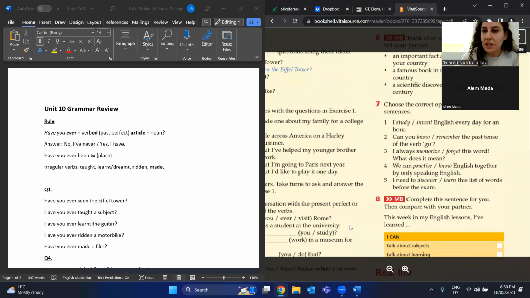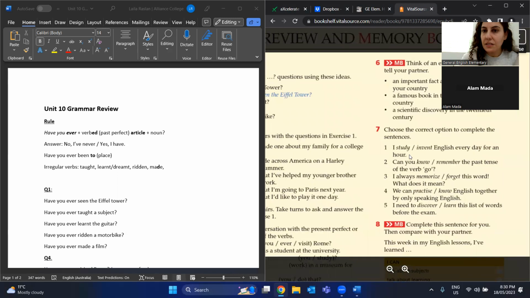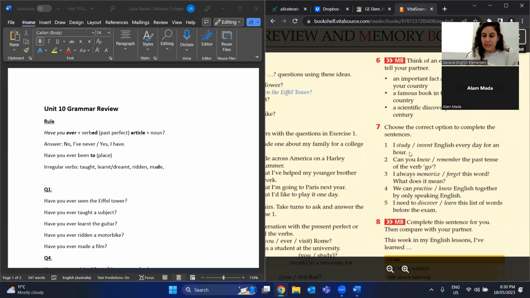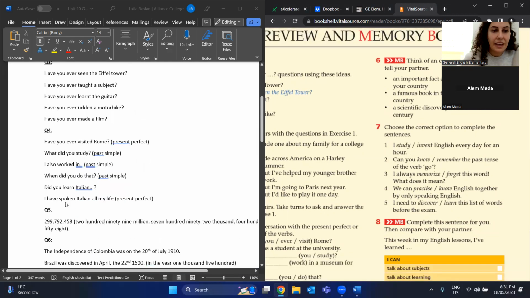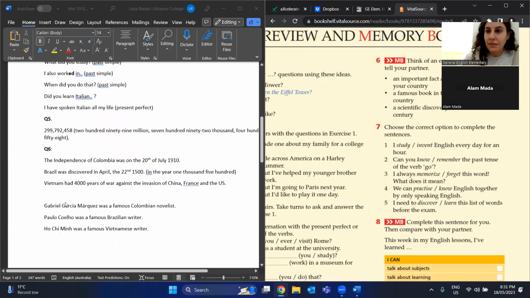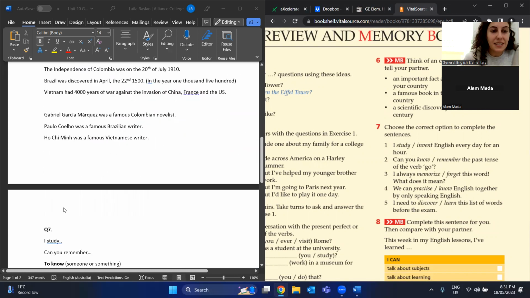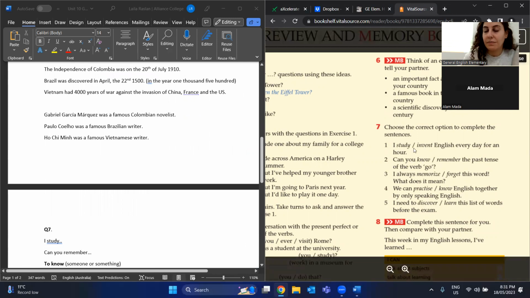We then also talked about some subjects and learning. So in number 7, I'm going to go quickly to number 7. Do I say I study or invent English every day for an hour? I study. Yeah, and that's in the present simple. And you can see it says every day, so it's got an adverb. I study English every day.